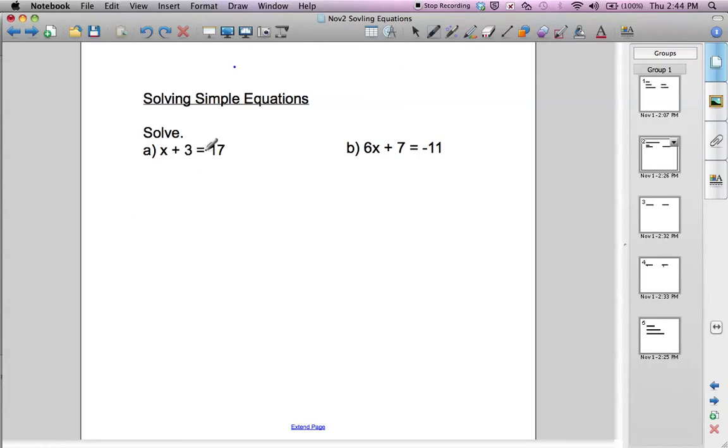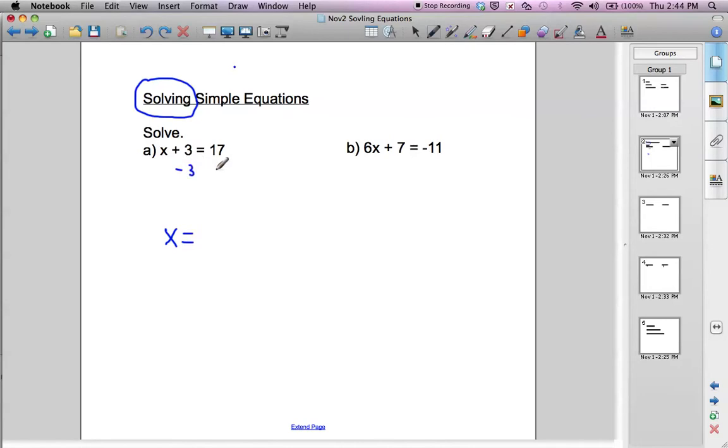So let's take a look at this first solution. By solving, I mean we're going to find out what value of x makes this equation true. So our goal is to get the final line to be x equals some number. So we have to get rid of this 3 right here.